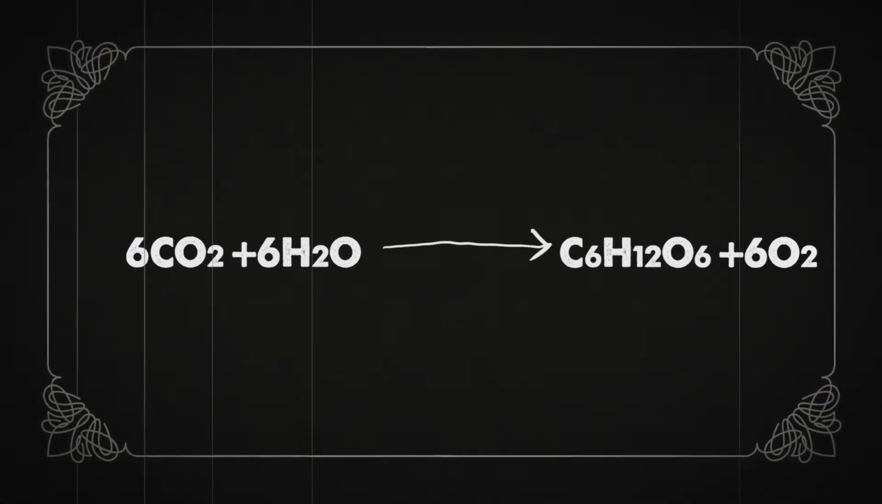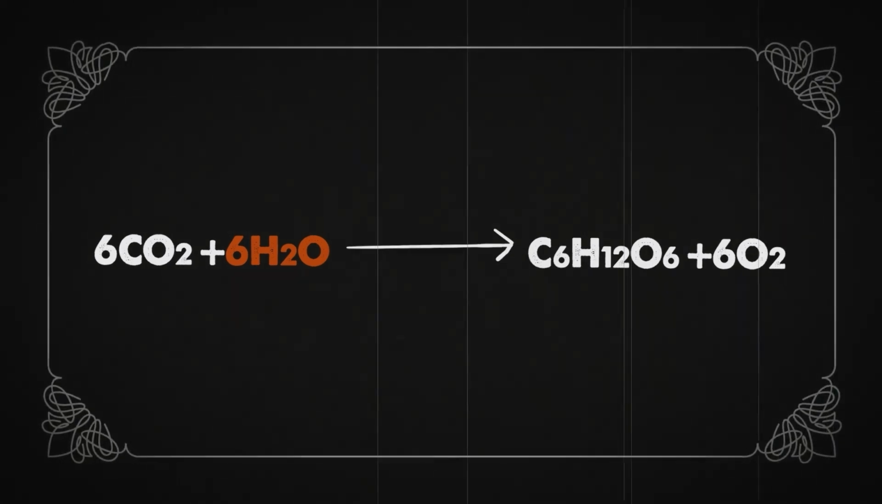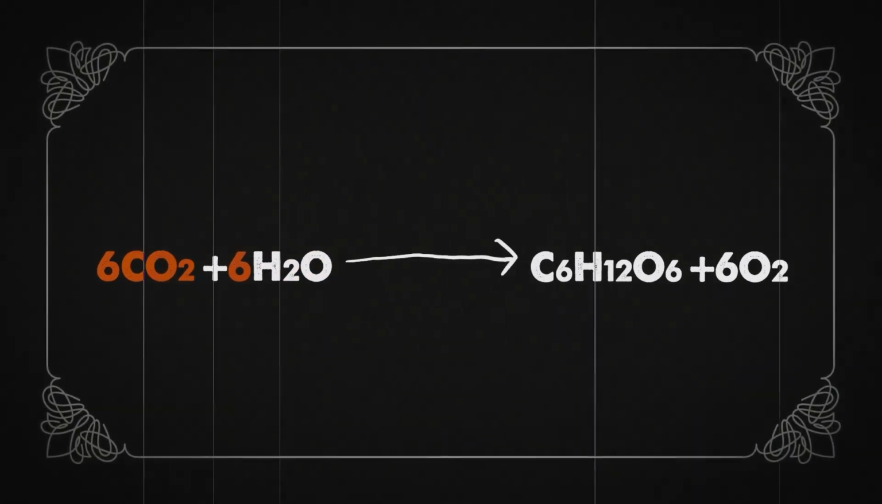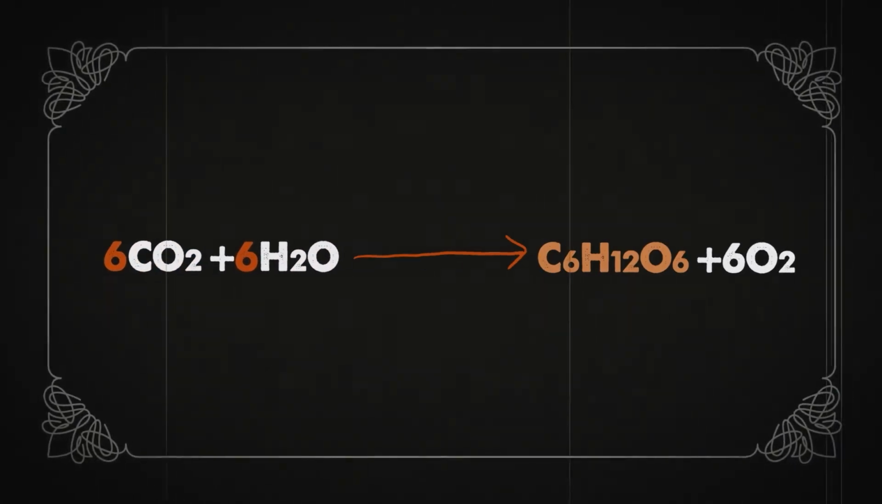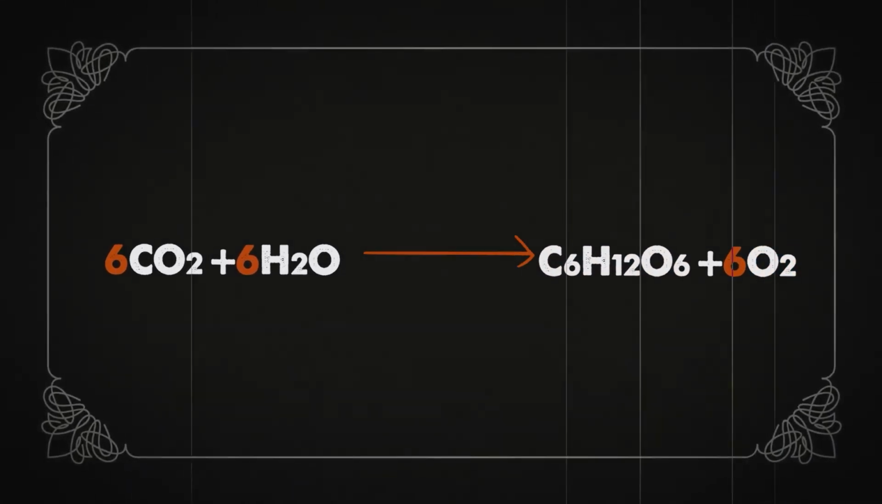Now, if that process seems a little bit complicated, let's bring up the equation so we can make it a little bit simpler. Okay, so this is what the equation should look like. As I have put it on the screen here, it has 6 waters, 6 carbon dioxides, then it goes through the arrow, and then it gives you 1 glucose molecule and 6 O2s, or oxygen.